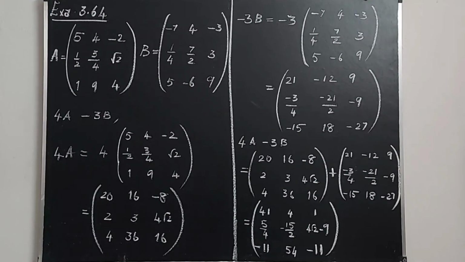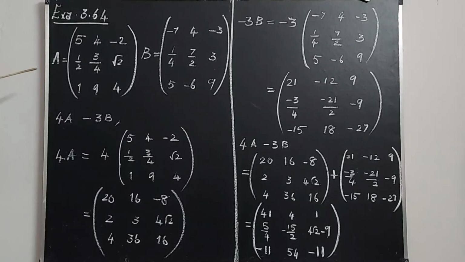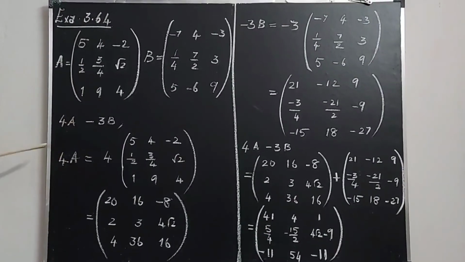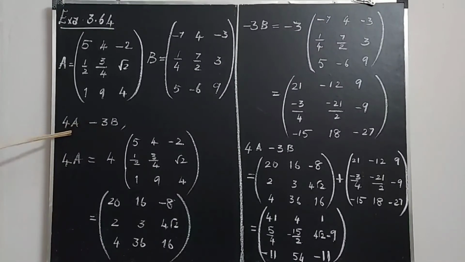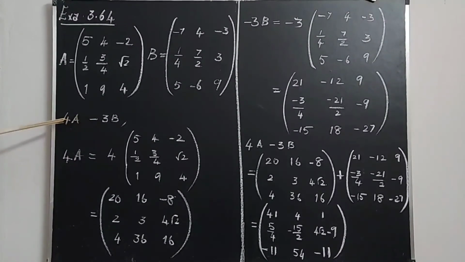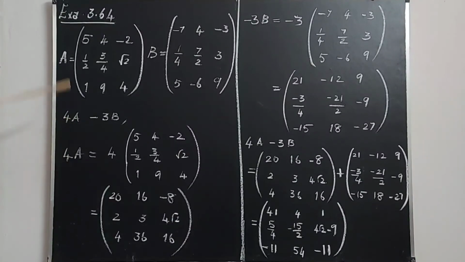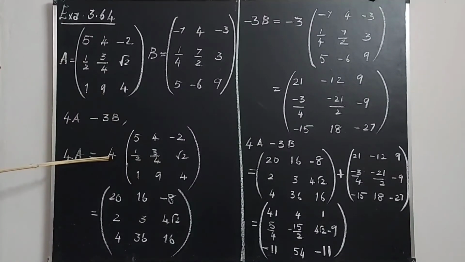Look at example 3.64. Two matrices are given, A and B. You are asked to find 4A minus 3B. Listen carefully, 4A minus 3B. Let us calculate 4A first. 4A means all the elements of A should be multiplied by 4.